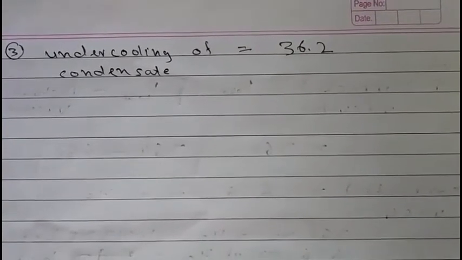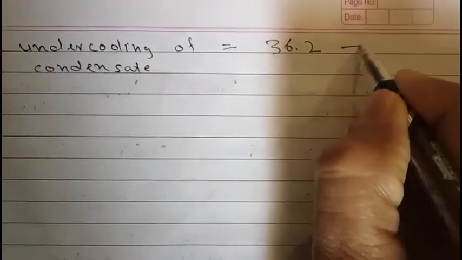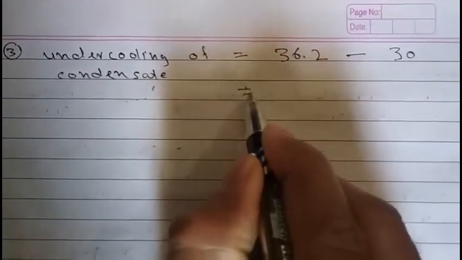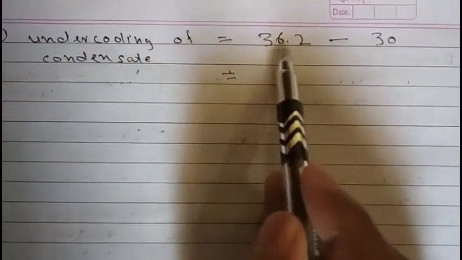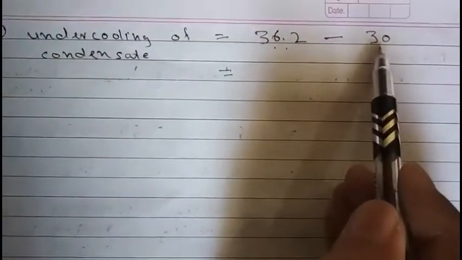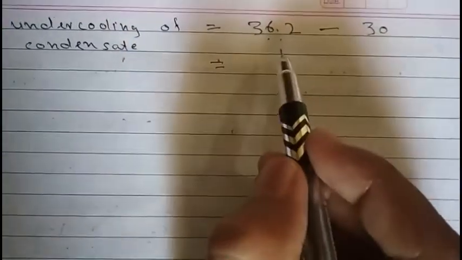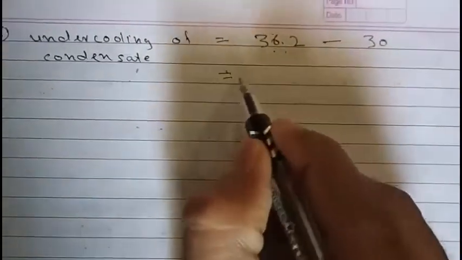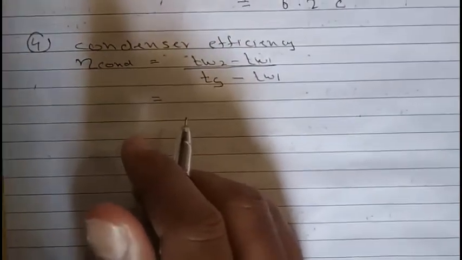If it is cooling below the saturation temperature, it comes out to be 30 degrees, which is given. That is the hot well temperature, because the condensate is collected inside the hot well. So 36.2 is the condenser temperature, and 30 degrees is the hot well temperature. The difference between these two is called the undercooling of the liquid, which comes out to be 6.2 degrees centigrade. Now the next one, we have to determine the condenser efficiency.